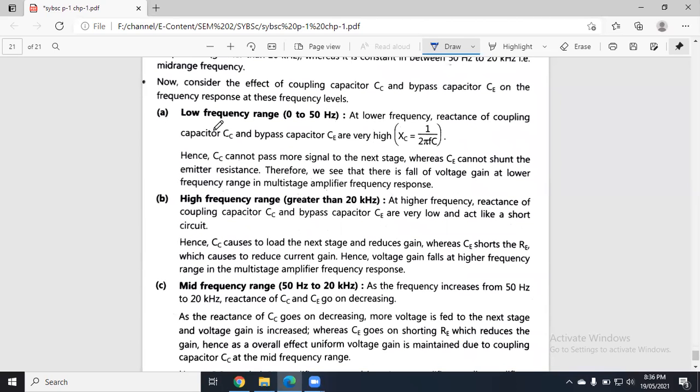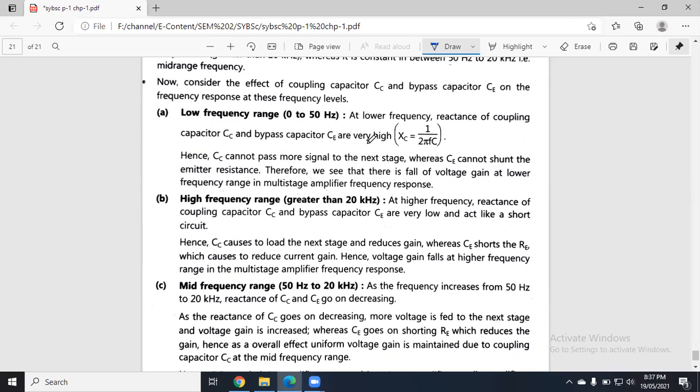The first thing is the low frequency range. What do we need to consider? A low frequency range of 0 to 50 hertz. This is very, very low frequency. For that low frequency, what is going to happen? At lower frequency, the reactance of coupling capacitor CC and bypass capacitor CE is very high. The reactance is going to be very, very, very high.